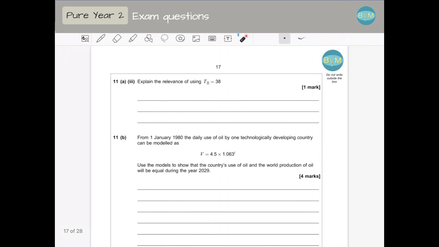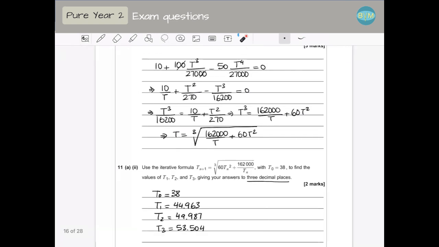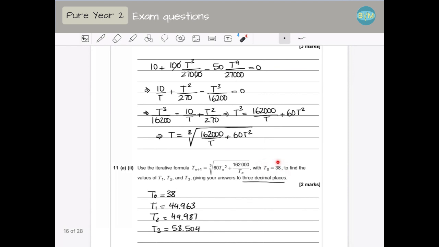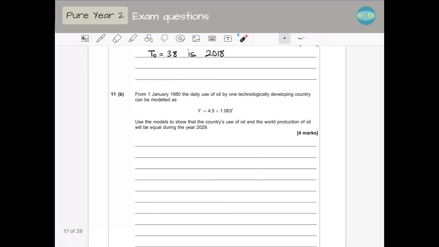Next, explain the relevance of using t0 equal to 38. The reason we use t0 equal to 38 is that the paper was from 2018, and t0 equal to 38 is 2018. They are just using the current year when the paper was done.